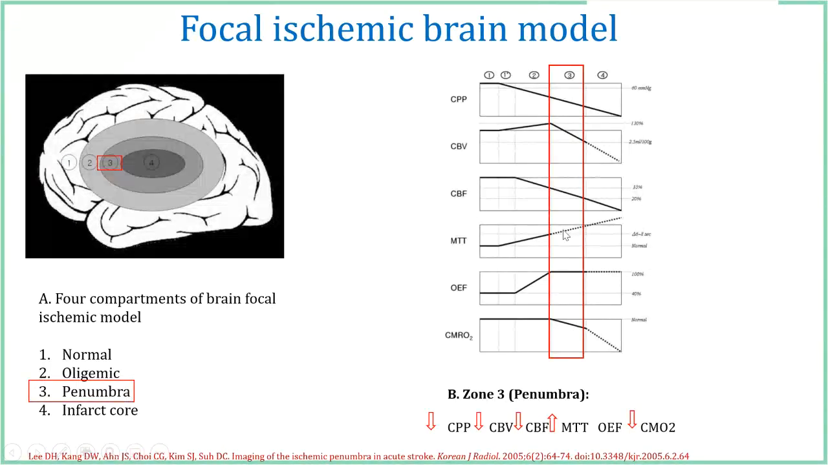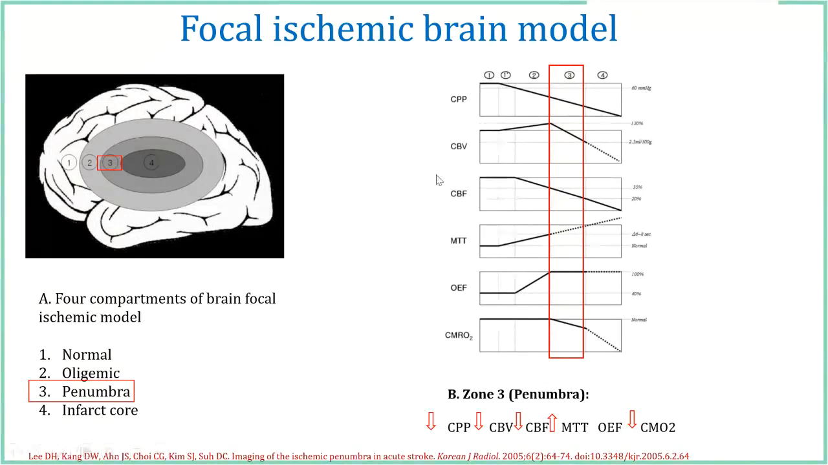If the cerebral blood flow further declines, there will be a time when the autoregulatory capacity totally collapses and the cerebral metabolic rate of oxygen declines to the extent that the brain cannot function at all. So this region, area number 3, defined by decreased cerebral perfusion pressure, decreased cerebral blood flow, and decreased cerebral metabolic rate of oxygen, is hypothesized to be the penumbra.